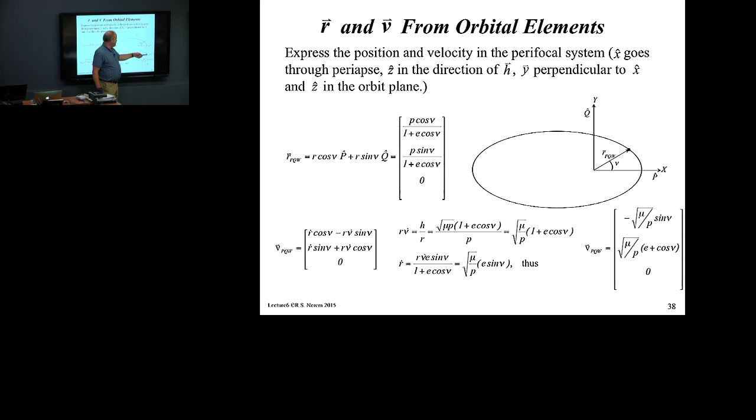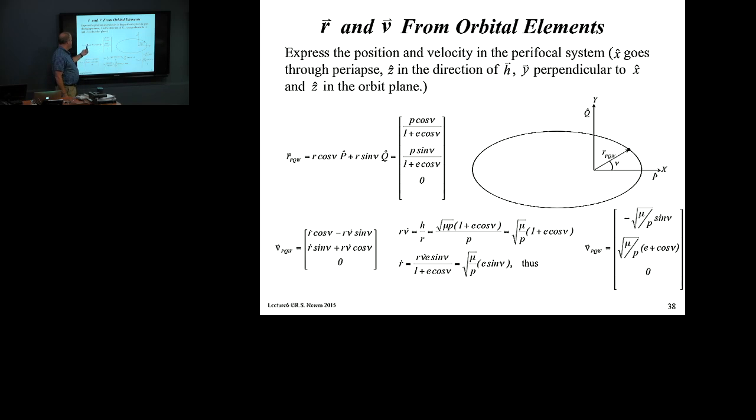So here's the PQW frame, where the angle there is the true anomaly. This is the position vector. We can write down the components of the position vector in this PQW frame like this. And it's pretty obvious. It's just cosine of the true anomaly for the x component and sine of the true anomaly for the y component.